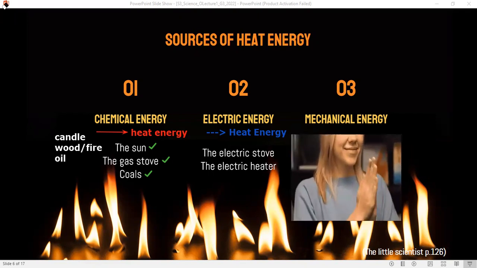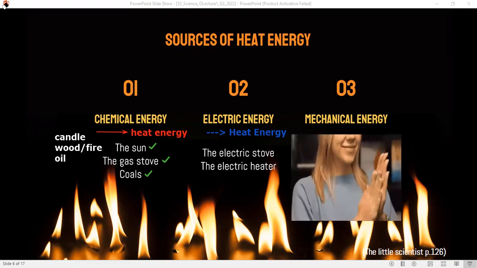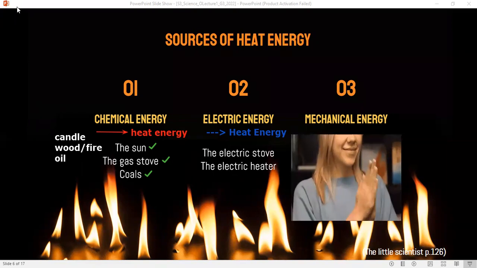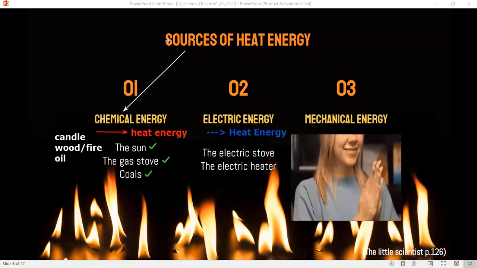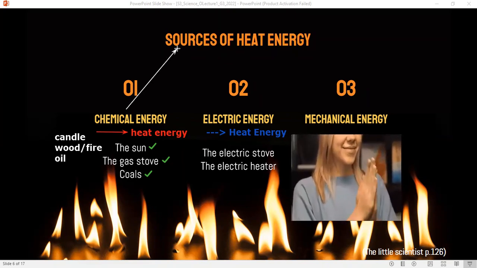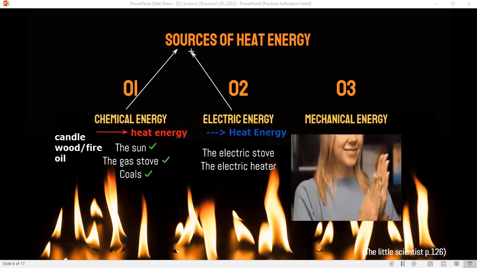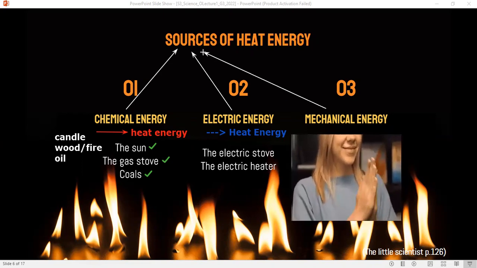Another example is when you rub your eraser against the paper. After a while, you will feel that the paper is warmer. This is also another way to produce or to make heat energy. Okay, one more time. What are the sources of heat energy? Heat energy can be produced by converting chemical energy into heat energy. So it's the chemical energy turning into heat energy, the electric energy turning into heat energy, and the mechanical energy turning into heat energy.